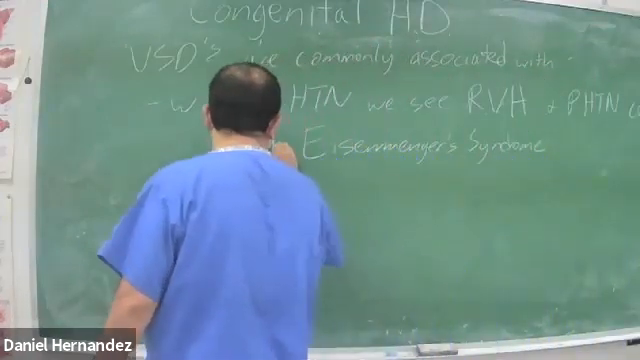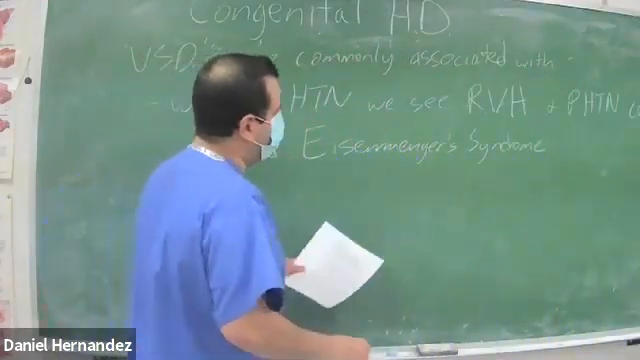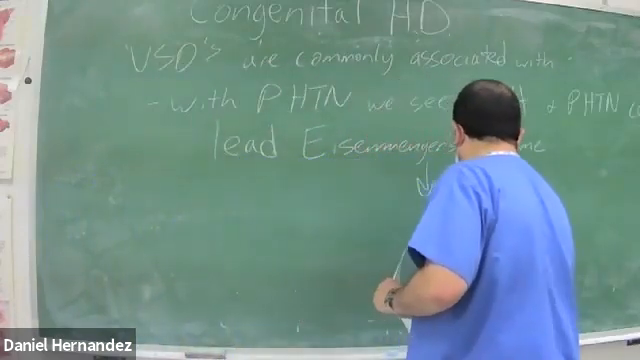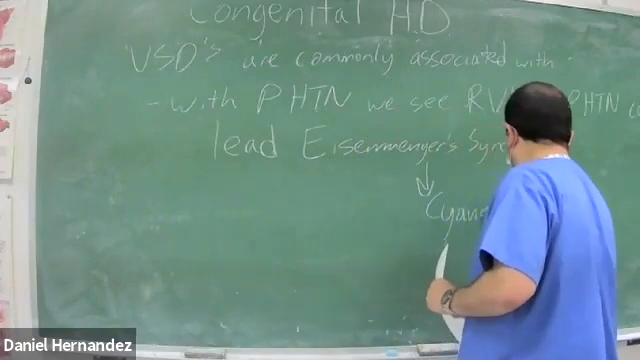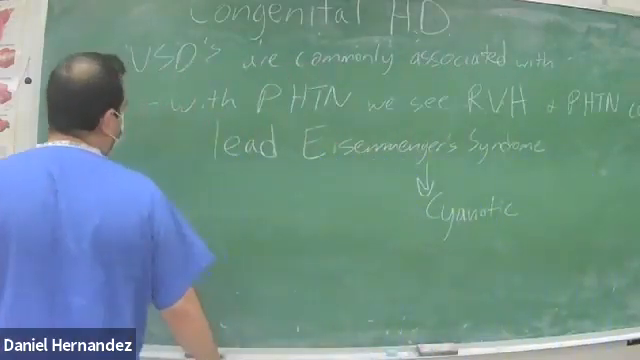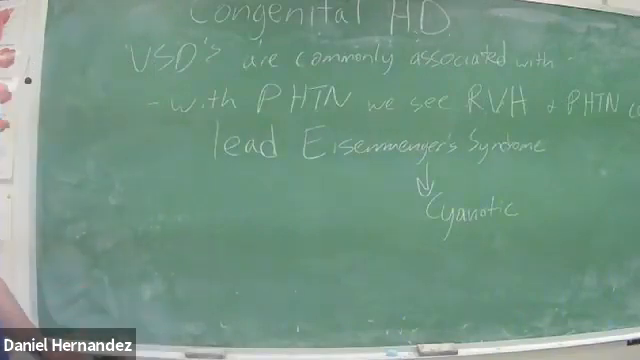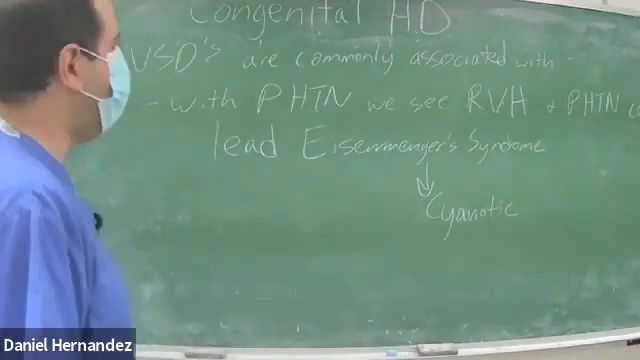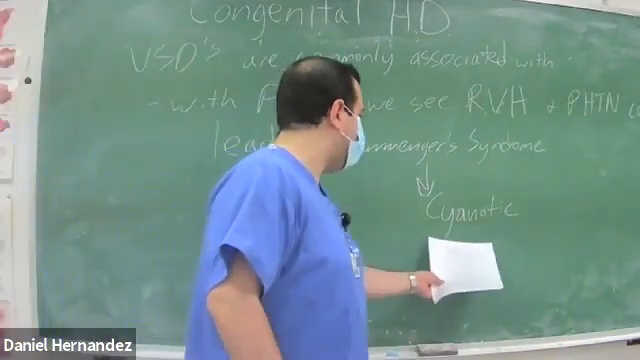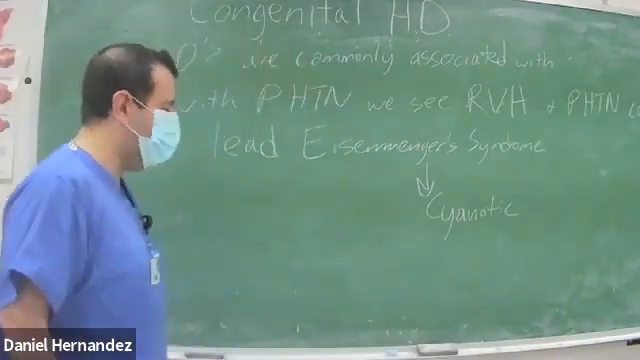When these patients and these kids or babies develop Eisenmenger syndrome, they wind up becoming cyanotic. So if that VSD or even ASD went unnoticed, and that patient now starts developing Eisenmenger syndrome, they're going to immediately become cyanotic. And then you'll know something's up.